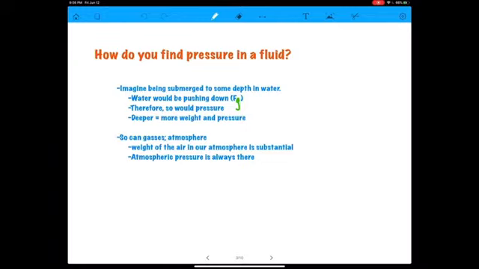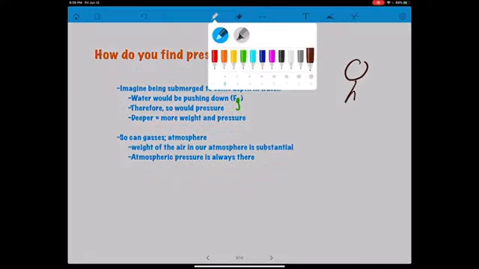But basically, to make sense of this, imagine being submerged to some depth in water. So you have you, and you're in water.